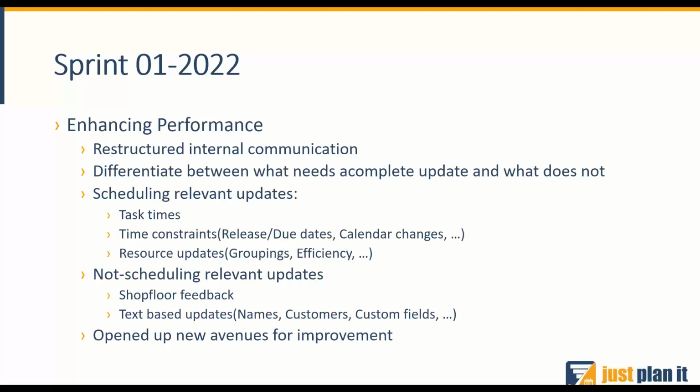And of course, this then extended to, okay, shop floor feedback, fine, but we also have a couple of text fields on jobs, on resources, on groups, on tasks that also don't really impact the schedule. So if you change the name, the customer, whatever, it does not impact the schedule, and we can skip out and only partially update to heavily increase the speed at which we can work on those updates. And after having done this, this entire restructuring opened up a lot of new avenues for us for further improvement. And as I said in the beginning, we will come back to this later.